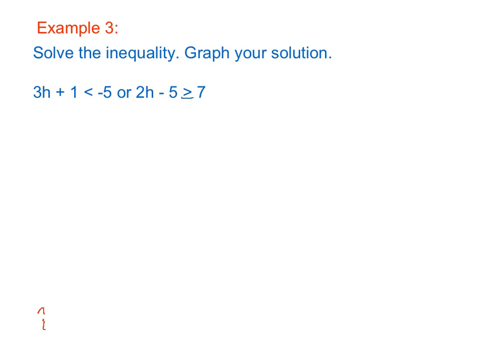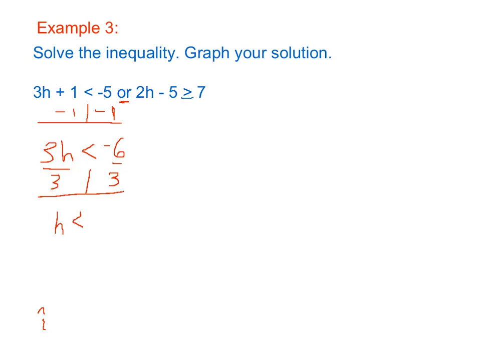Alright, so here we have the third example. We want to solve this inequality. There are 2 inequalities already separated by the word or, so I'm just going to solve these individually here. So if we look at this one on the left, to get the variable by itself, we need to start out by subtracting 1. So we have 3h less than -6, and to get h by itself, we've got to divide by 3 on both sides. So h is less than -2.